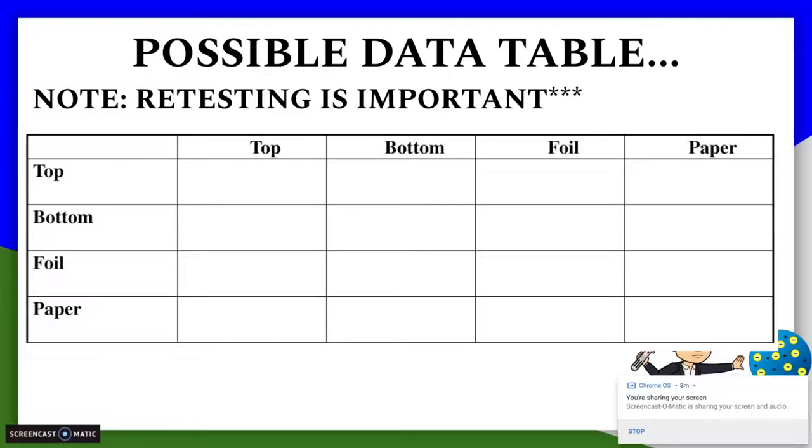You're going to perform all these different trials. You're going to see top tape with top tape, and you're going to write in the cross section of the box what happens. Does the top tape and top tape attract, repel, or nothing? Top and bottom, top and foil, paper and top. And a lot of these repeat. Top and bottom is the same. Bottom and bottom is different. Bottom and foil, bottom and paper.